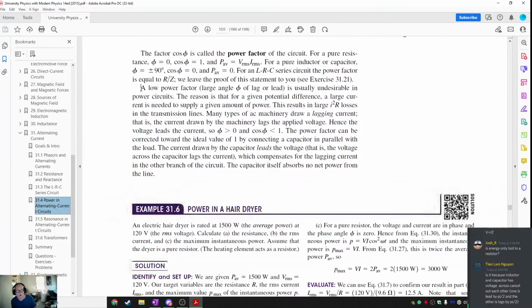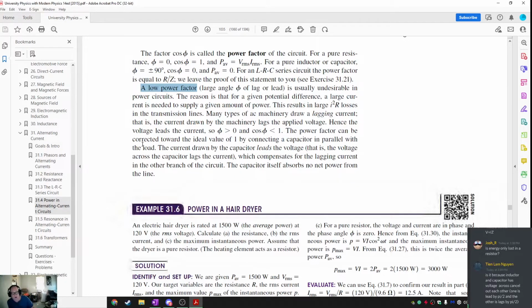A low power factor, a large angle of phi, is usually undesirable in power circuits. The reason is that for a given potential difference, a large current is needed to supply a given amount of power. This results in large I squared R losses in the transmission lines. Many types of AC machinery draw a lagging current, that is, the current drawn by this machine lags the applied voltage, hence the voltage leads the current. If the voltage leads the current, that means phi is greater than 0 and cosine phi is less than 1.